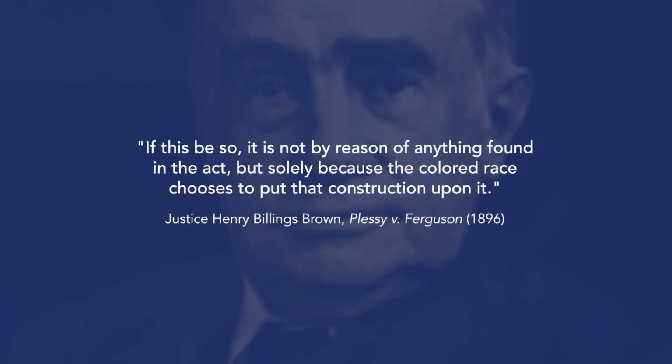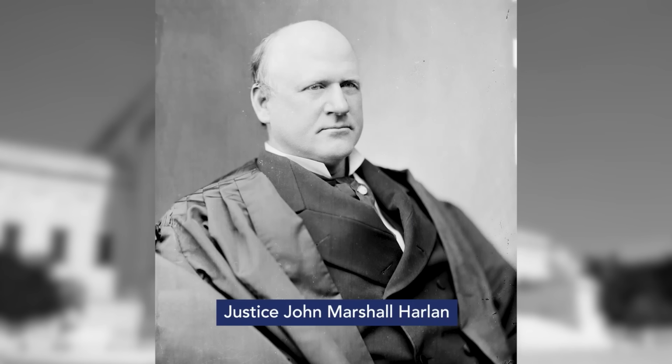Justice Brown for the court argued that the law was a reasonable use of the state's police power to regulate the health, safety, and morals of its population. And Justice Brown said the underlying mistake of Homer Plessy's argument was the assumption that the enforced separation of the two races stamps African Americans with a badge of inferiority. If this be so, he said, it is not by reason of anything found in the act, but solely because African Americans choose to put that construction on it. But Justice Brown's arguments did not go unanswered. Justice John Marshall Harlan was the sole dissenter.